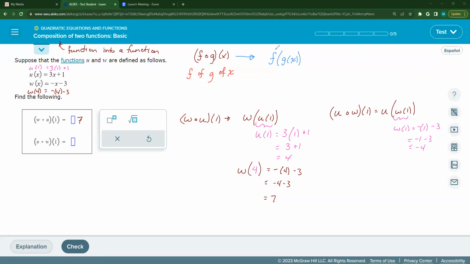So what I'm really going to be solving is U of, instead of the W of 1, I can replace it with the negative 4, which makes my life a little easier because it's numbers instead of functions. And then U of negative 4 means I go back to the U equation. I'm going to replace the X's with a negative 4. So this is going to look like 3 times my negative 4 instead of the X, plus 1, which is negative 3 times negative 4 is negative 12, plus 1 is negative 11.